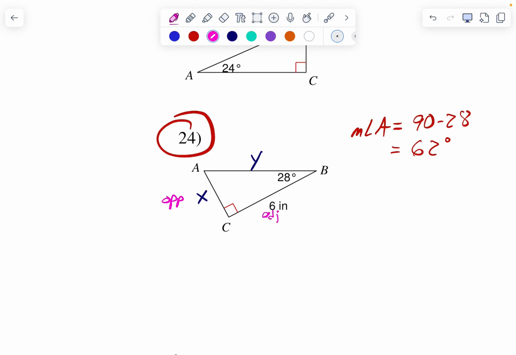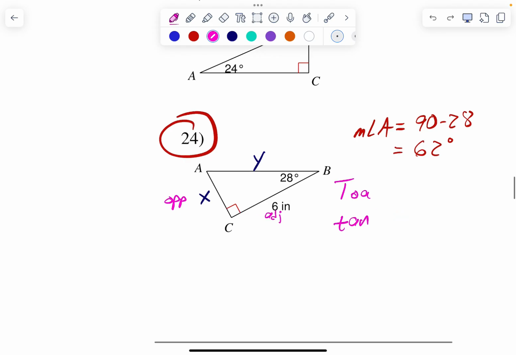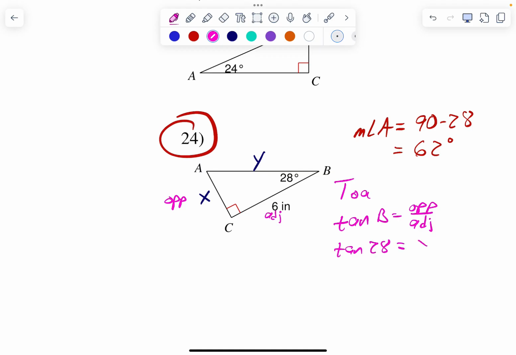Do you remember SOHCAHTOA? Yeah? SOHCAHTOA, get it? All right, SOHCAHTOA. Anyway. We just got it. Yeah. TOA. So TOA is tangent. So we'll say tangent of 28. You know what? Just to stay consistent with what we've been doing, tangent of B is opposite over adjacent. That way we have something to fill in. So tangent of 28 is x over 6.